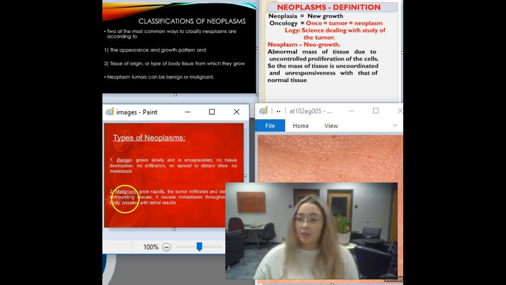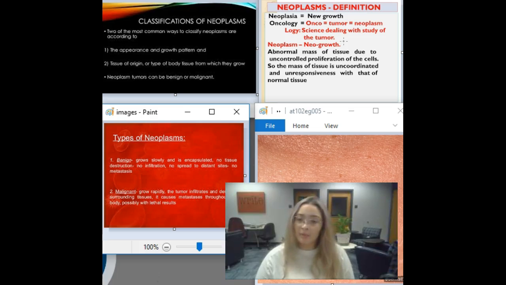So, over in the upper right corner, you see neoplasia, which means new growth. We have oncology: onco, tumor, neoplasm, and logy, or ology really, science dealing with the study of the tumor. So your neoplasm is a neo-growth, a new growth. Your neoplasm will often be called that or a tumor, so just for future reference.